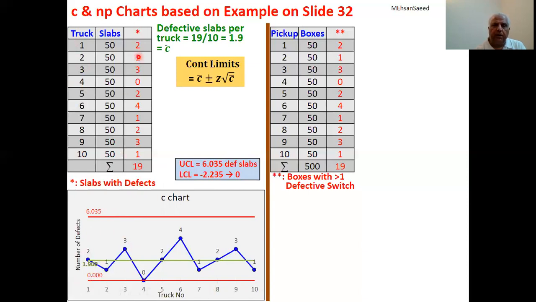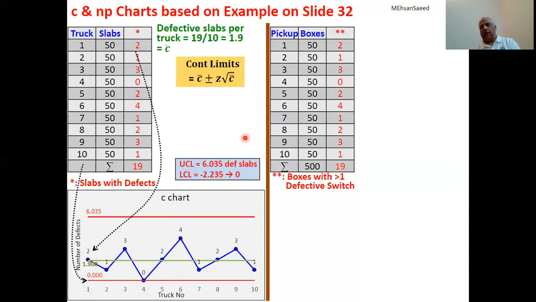And we plot the defective slabs. In the first truckload, there were 2 defectives. So here we are, 2, in the next one, and so on and so forth. And if I can use some animation to show this, this is your samples, number of samples, truckloads. This is your defective slabs in truckload number 1, and so on and so forth.